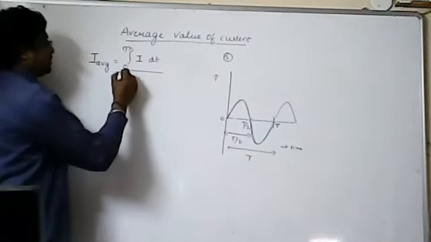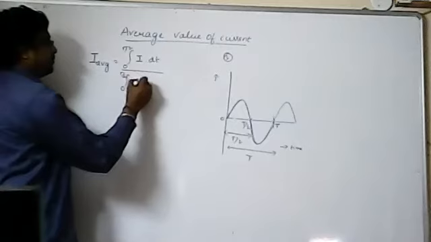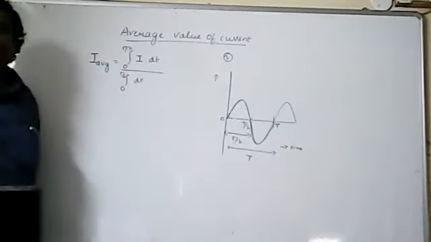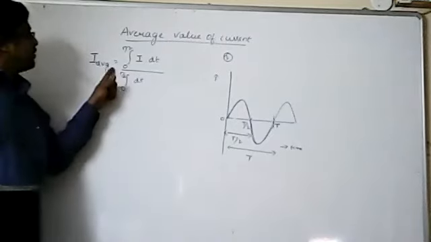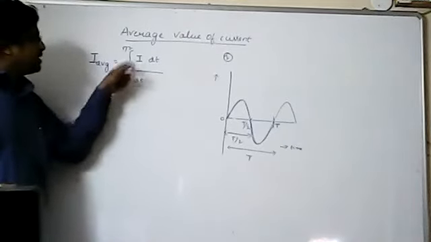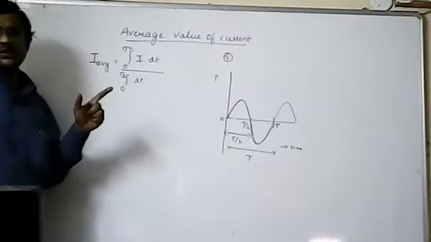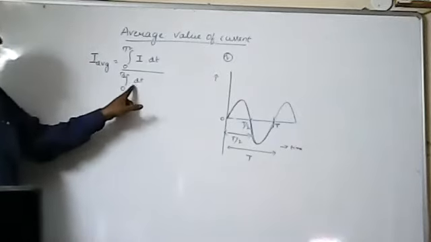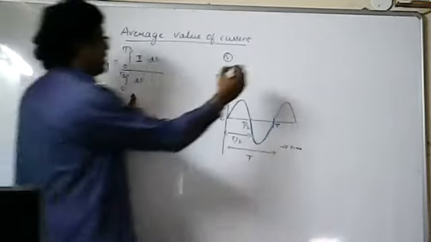So I will write it as I into dt. That's all. I average, or I mean, or I DC, is equal to the sum of observations divided by the number of observations. Followed? So if I take only this part, the denominator, I will show it here.